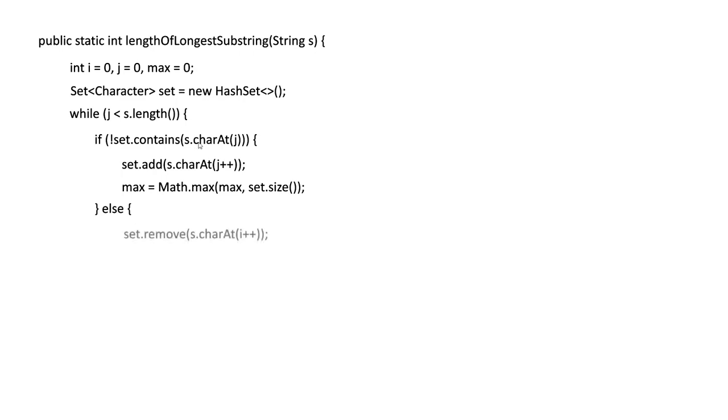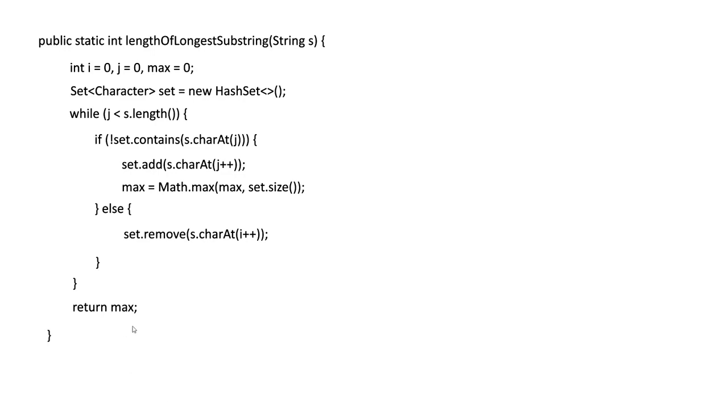Otherwise, if the set contains that character, we need to remove the character at I, the first character, and then we increment I. So we're not looking for, let's say J is B, we're not looking for the B character, because we need to make sure all the characters are adjacent to each other. If we pop one out that's not adjacent, then it wrecks our order, because they've got to be in consecutive order. Okay, so that's that, and then we just return the max after all this is done.